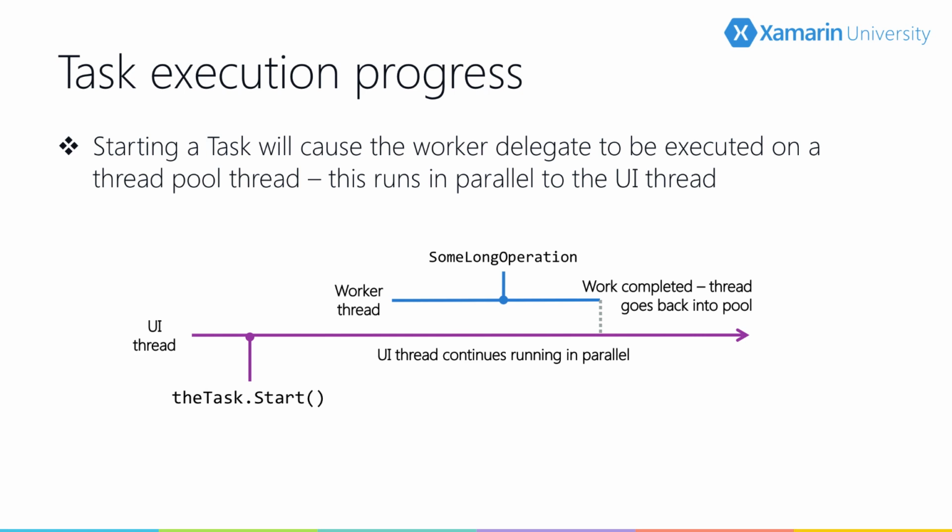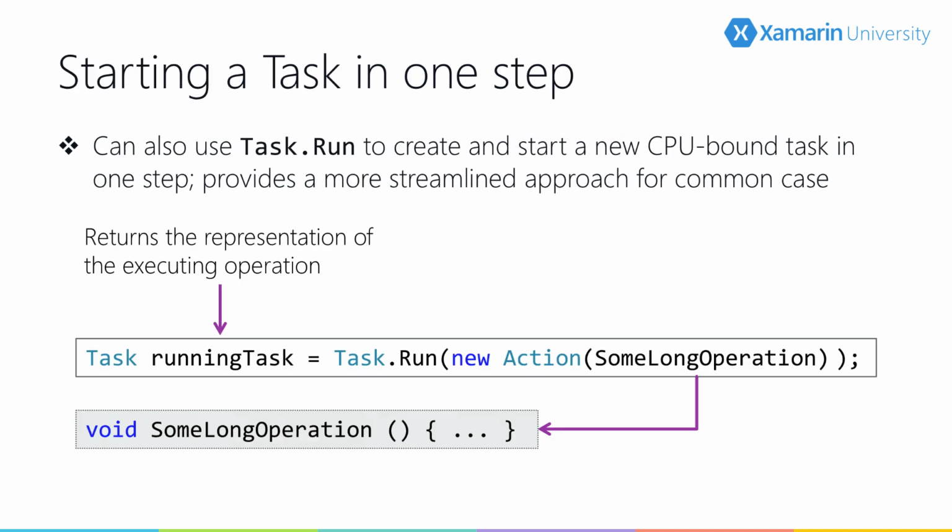If we have multiple cores, the threads can run in parallel. If we have a single core system, it will switch back and forth between the two threads, and we will only have the illusion of multiple things executing at the same time. And eventually, the assigned thread will be returned back to the thread pool.